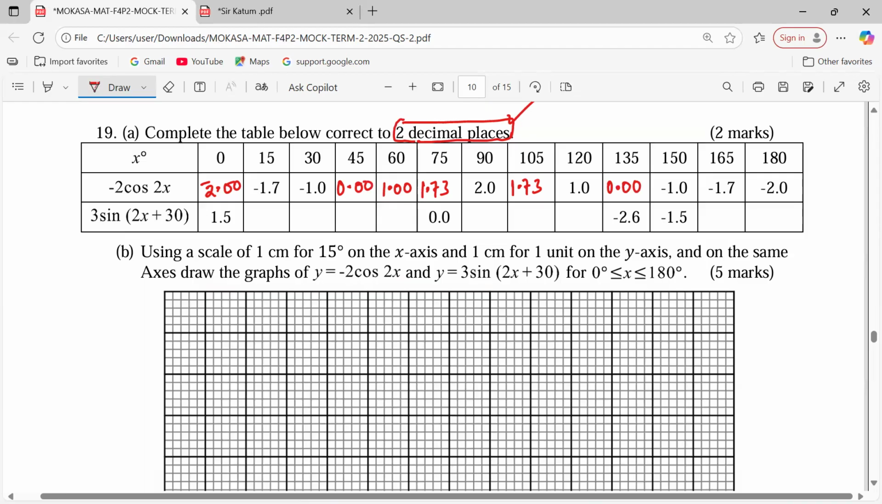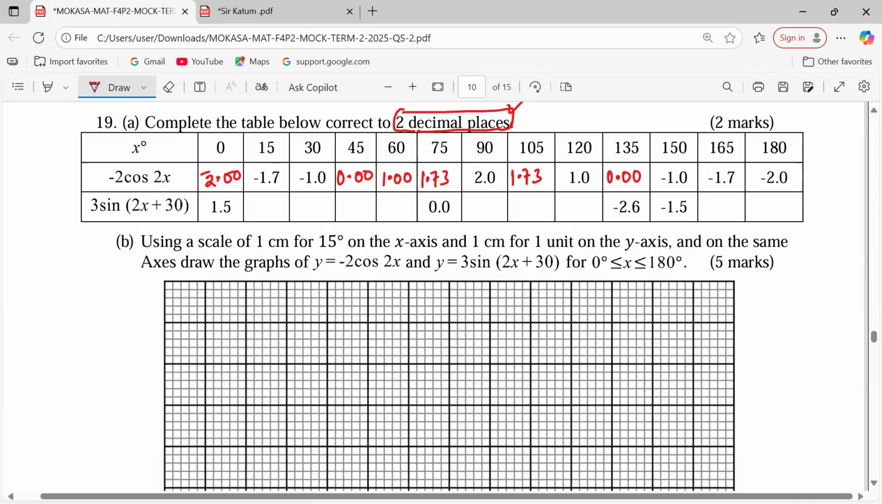We go to the next function, which is 3 sine of, we open brackets, 2 times 0, then we add 30 and we close brackets. This is giving us 1.5. All right, that was already done. We go to 15. You type 3 sine of, you open brackets, 2 times 15, then you add 30, and this is giving us 2.60. It has to be 2 decimal places.